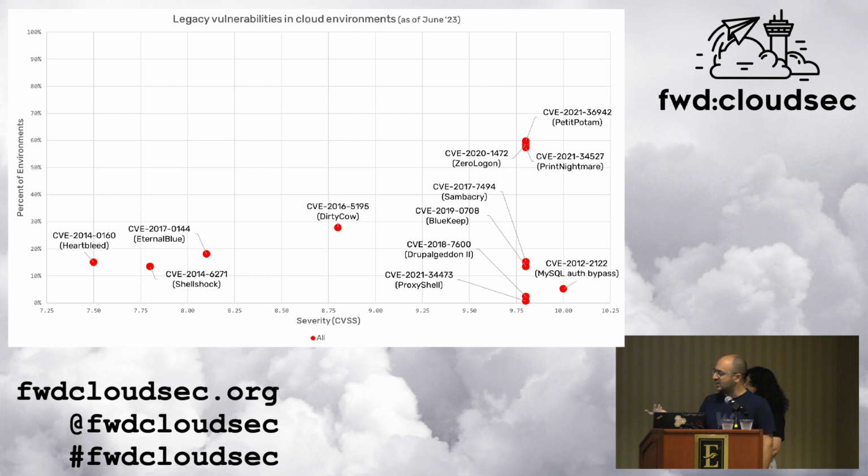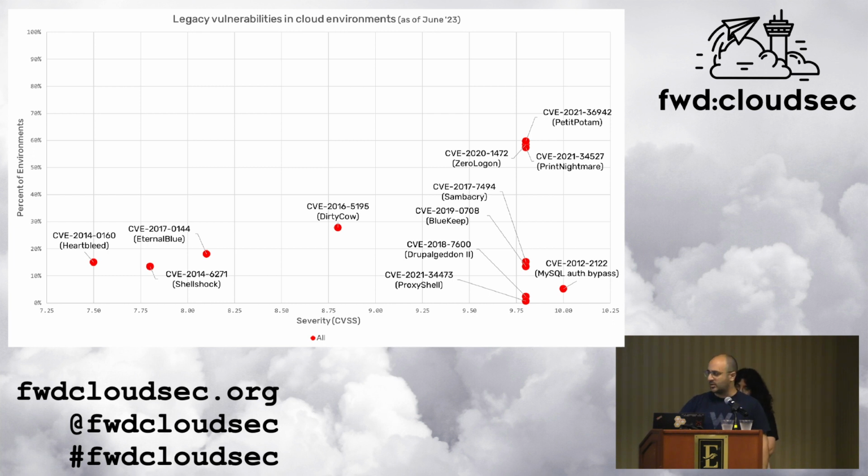we call legacy vulnerabilities, as in stuff that's going back to 2014, stuff like Eternal Blue, Dirty Cow, Heartbleed, Shellshock, and we tried to see how prevalent these are in cloud environments. And surprisingly, they are still very prevalent. For example, like 60% still have Print Nightmare, 30% still have Dirty Cow. We still see Dirty Cow being used in attacks on some cloud environments, which is kind of crazy when you think about it, like it's an ancient vulnerability.